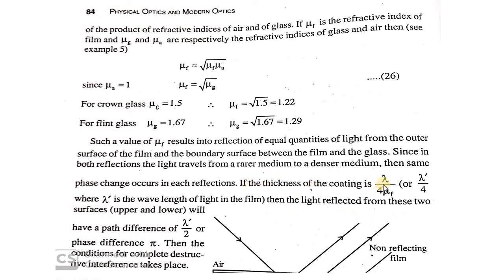If the thickness of the thin film coating is lambda by 4, then the light reflected from these two surfaces will have a path difference of lambda by 2, or a phase difference of pi.